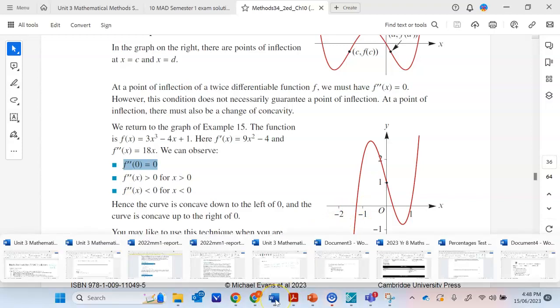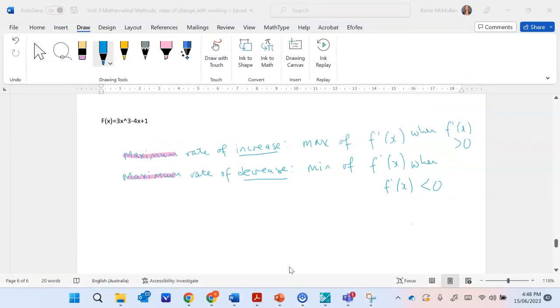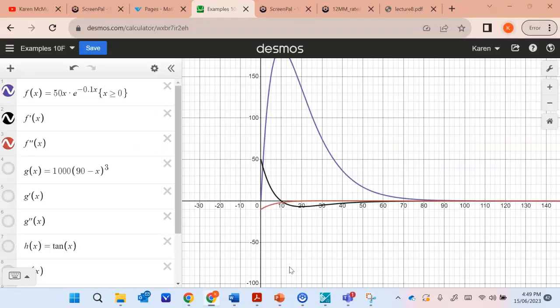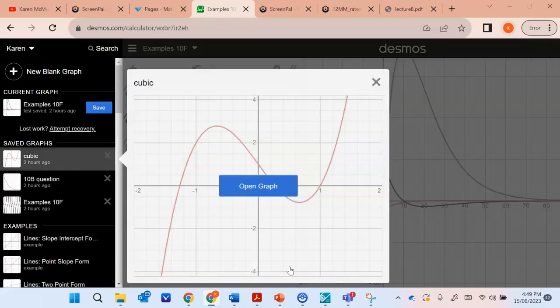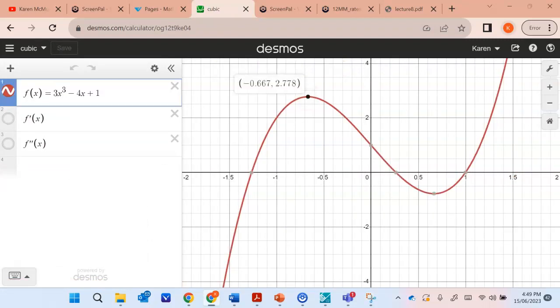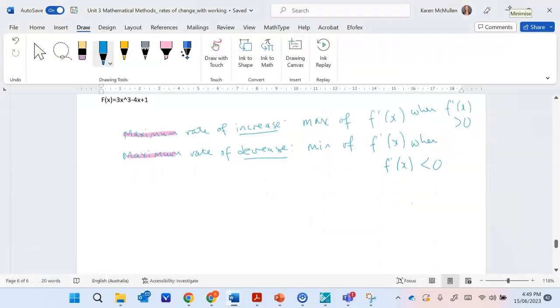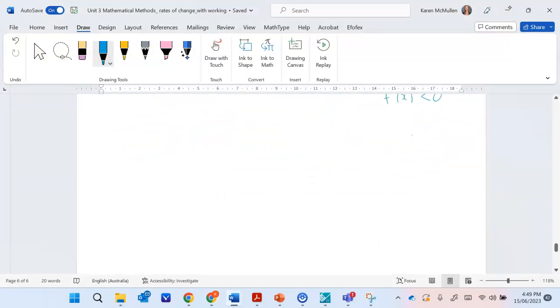So let's go back to one of these documents. Sorry, a little bit wonky. I think I've done this one on Desmos, so let's see if it's one I've prepared earlier, this cubic. Here's a cubic, the same one that was in your textbook. We know there's a maximum turning point there and a minimum turning point here. Let's just assume we did not know that, so ignore that and we'll move on.